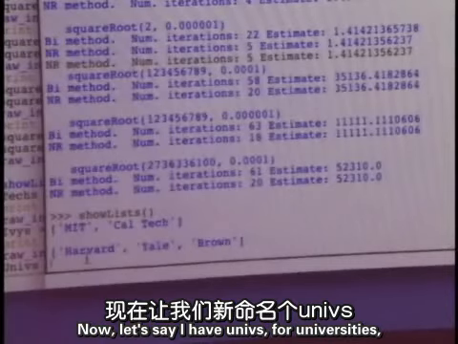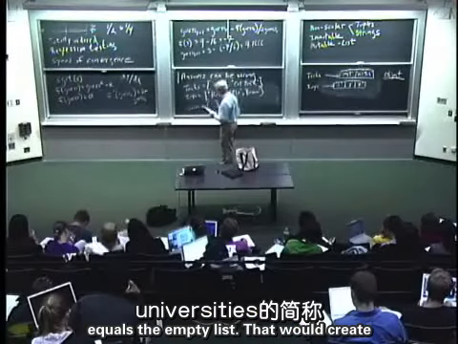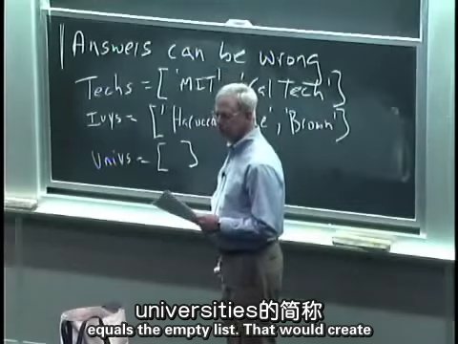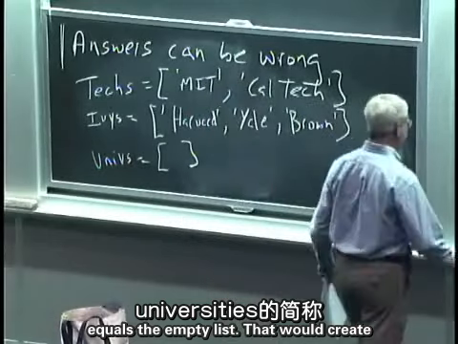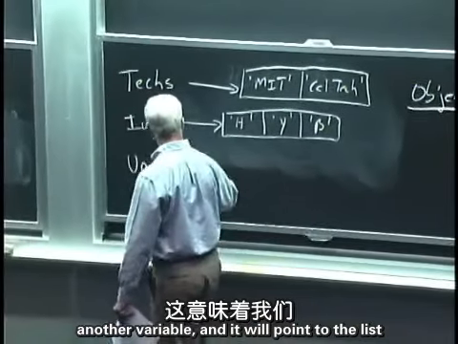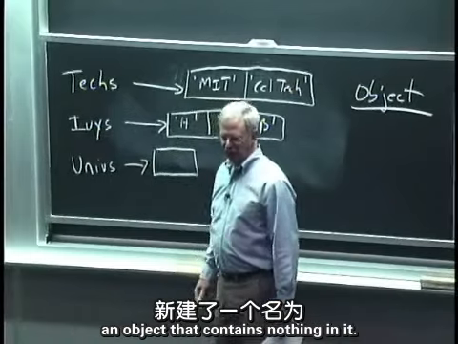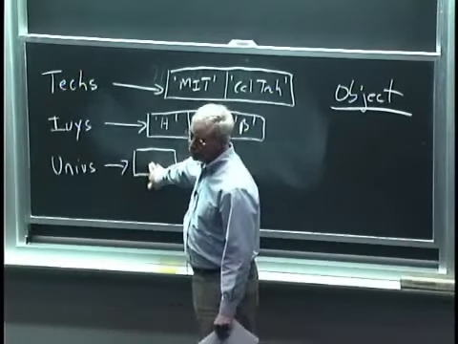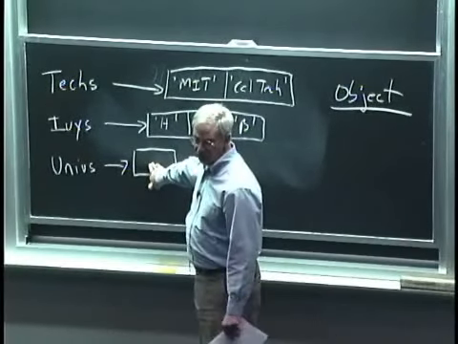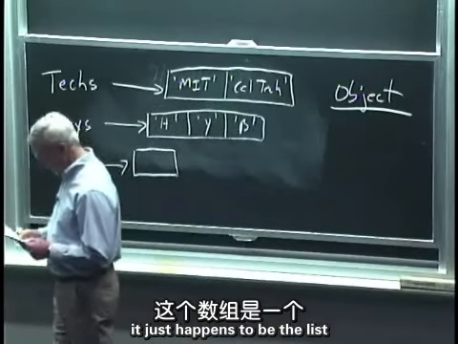Now, let's say I have unevs, for universities, equals the empty list. That would create something over here called unevs, a new variable. And it will point to the list, an object that contains nothing in it. This is not the same as None. It does have a value. It just happens to be the list that has nothing in it.